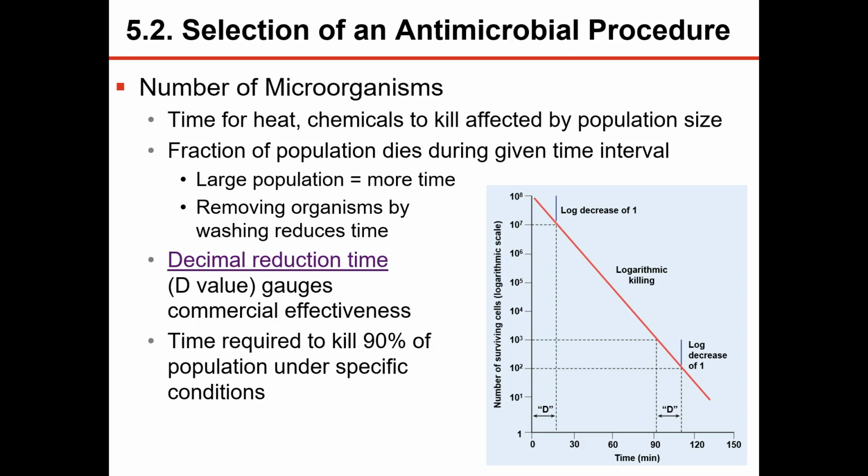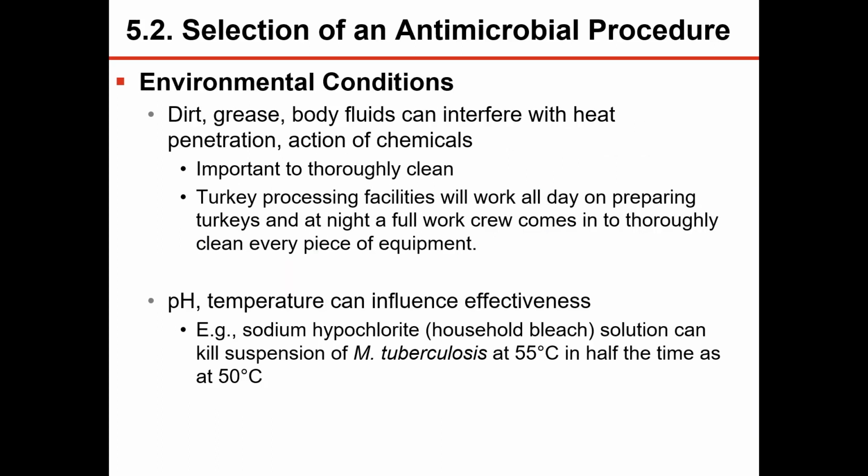And so the larger the population, the more time it's going to take, right? We have to clean them all out. So that's what we call decimal reduction time. Time required to kill 90% of the population under specific conditions. So as you can see, they're going from 10 to the 8th to 10 to the 7th. Gives us a D value of roughly 15 minutes. Going from 10 to the 3rd down to 10 to the 2nd is also 15 minutes. So the D value for this particular chemical is 15 minutes that the chemical would actually have to sit on the perceived contaminated surfaces. So environmental conditions on top of it being inside-outside type ideas.